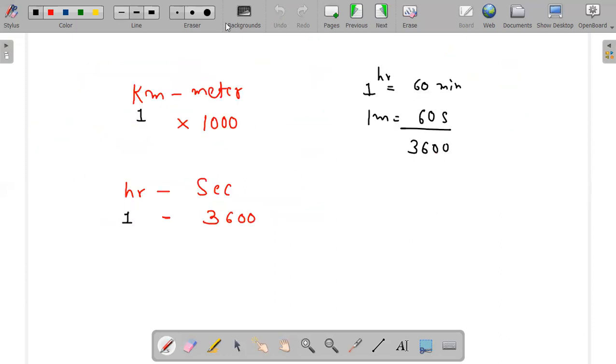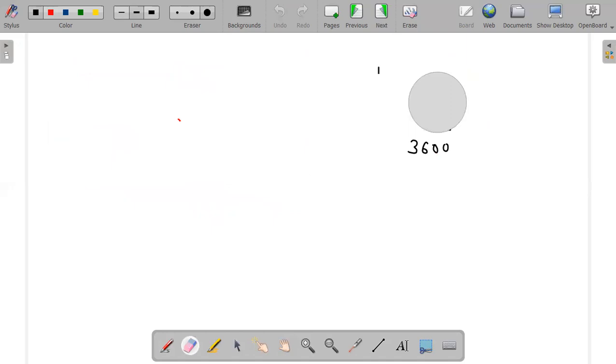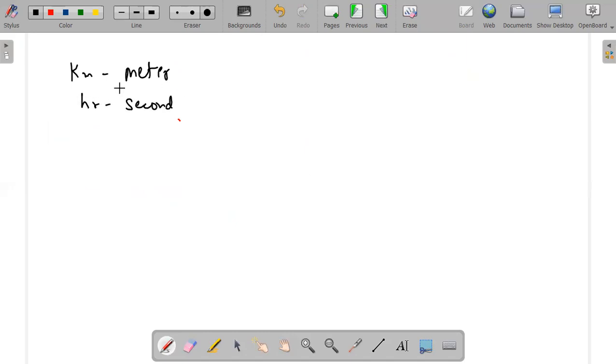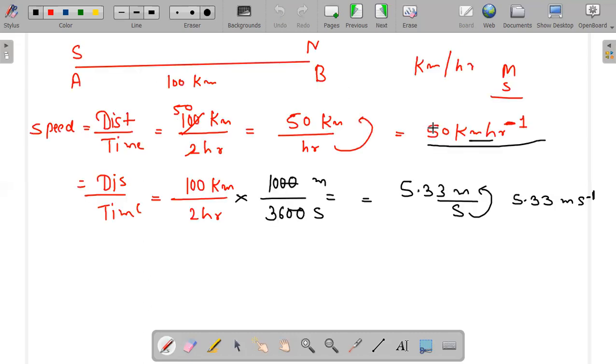Now one more thing I want to tell you, remember this, because you will be facing these types of questions. If you have to convert something from kilometer to meter and hour to second, remember that I will multiply kilometer by 1000 and I will multiply hour by 3600. Instead of this you can write another value, just cut them, and it is 5 upon 18. So you can write 5 upon 18 directly. Look how I am applying this.